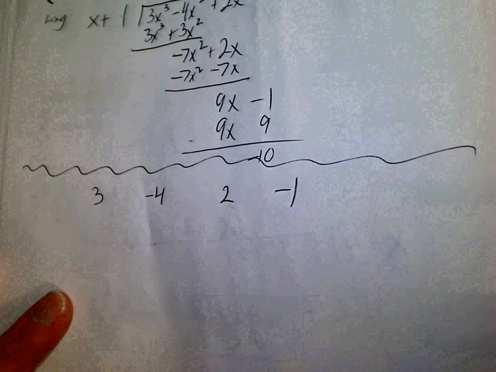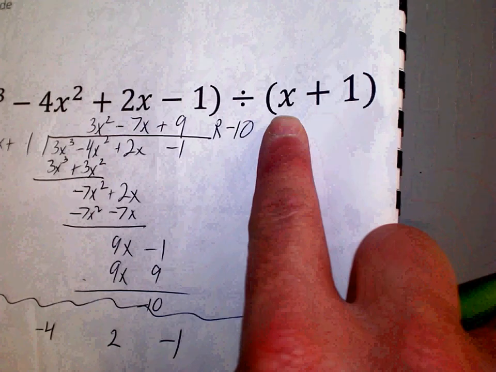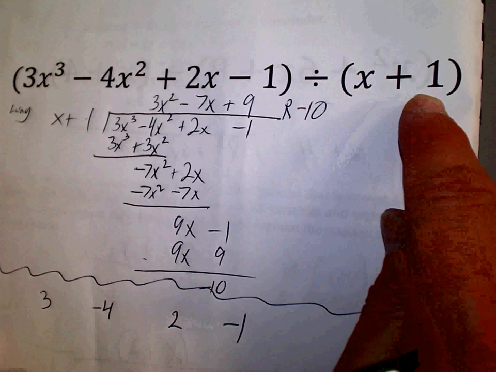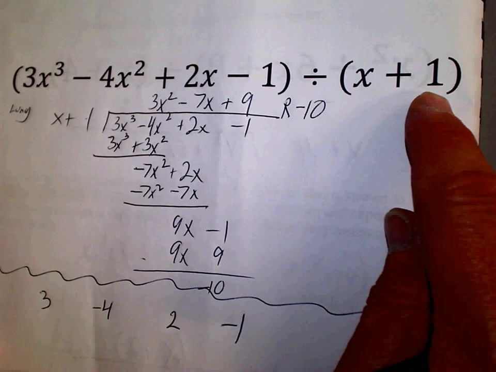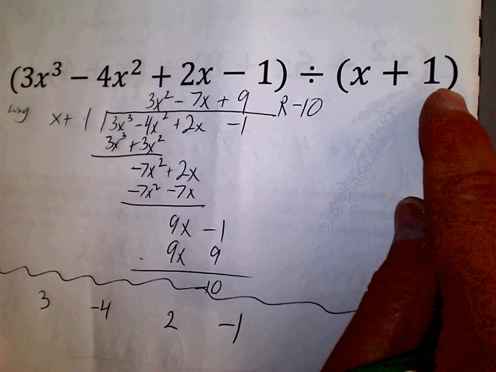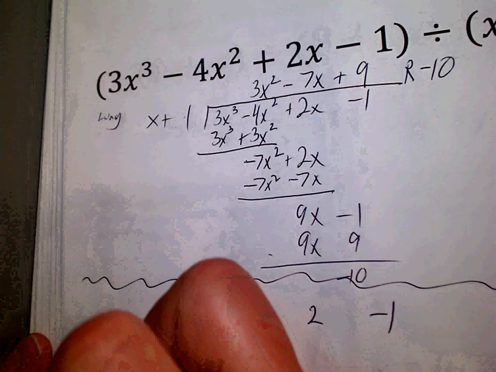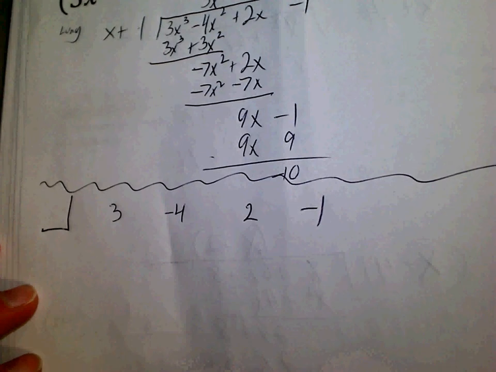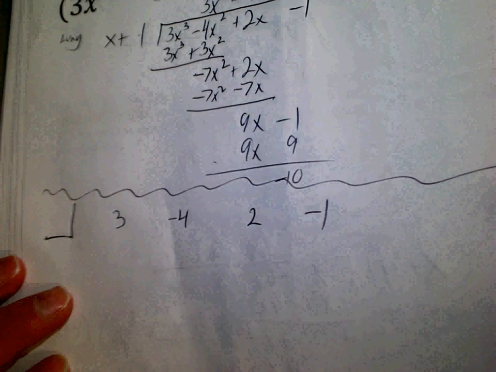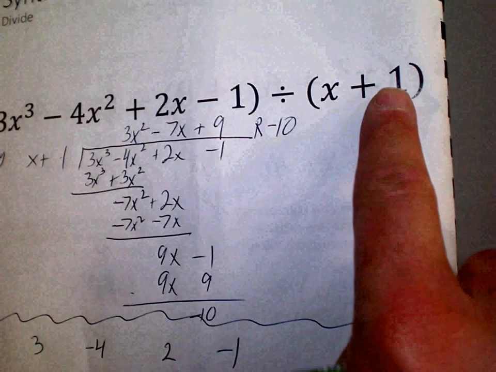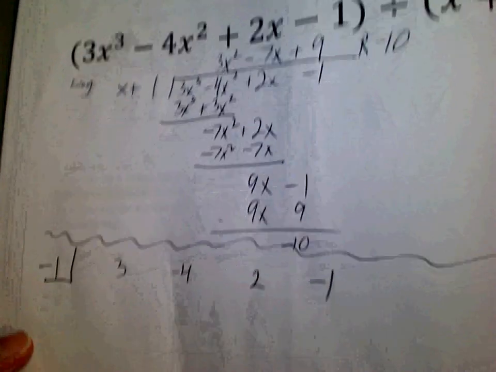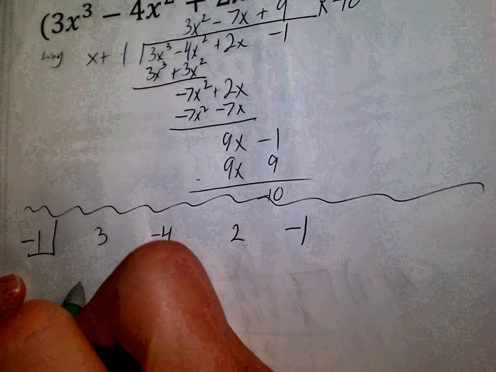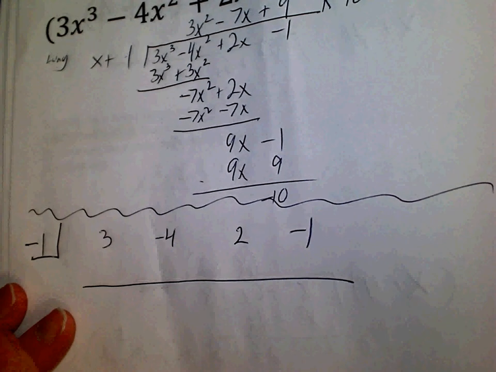And then we're trying to divide out x plus 1. What would x plus 1 be if you made it a root? A 0 or a solution? Negative 1. So you make a little backwards L over here, and you put the root, the 0, the solution, for that factor in there. So we put negative 1 in. You draw a line, and this is how you do the process of synthetic division.